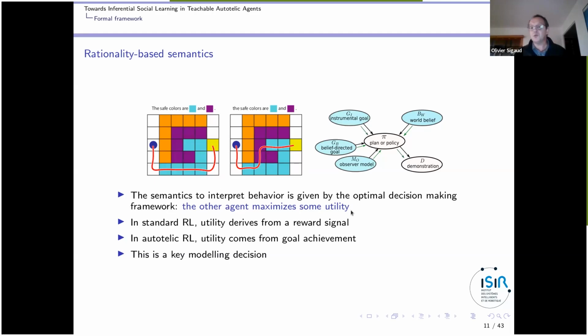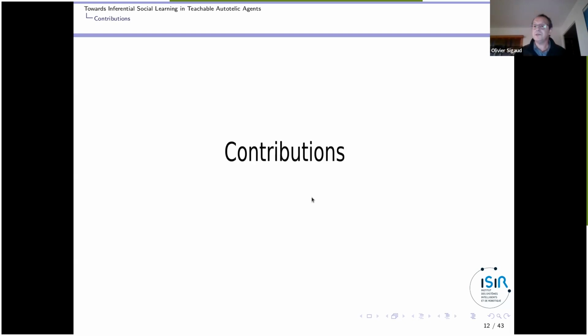So this utility that is maximized just derives from an external reward signal. Whereas if we have autotelic agents, then the utility will come from achieving the goals of the agent itself. Okay. And deciding on a particular utility will be a key modeling decision to account for these inference mechanisms. So, a few glimpses at our contributions in the domain, and then more speculative work.